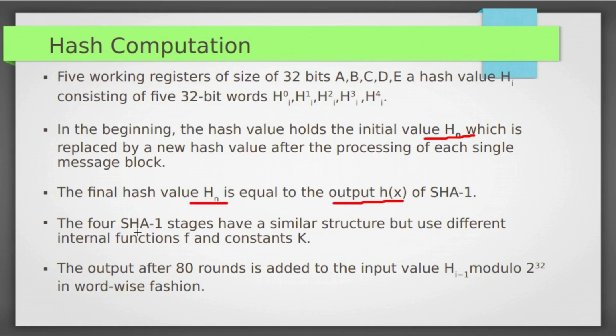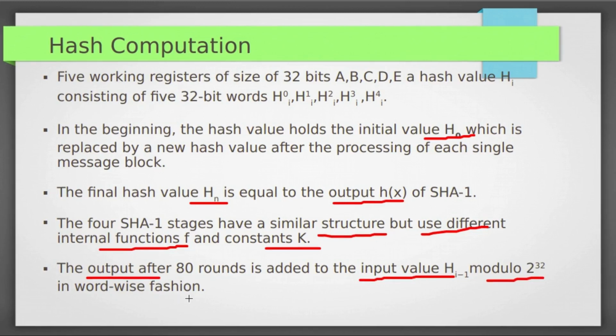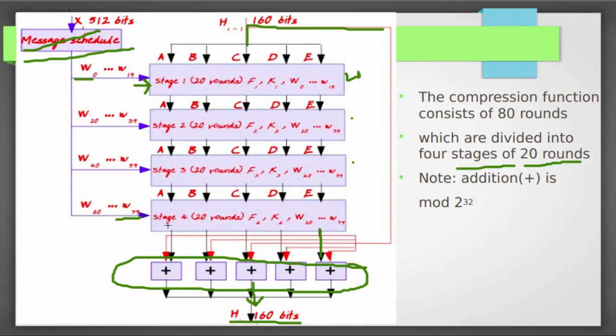The 4 stages have similar structure but use different internal functions f and constants k. Output after 80 rounds is added to the initial input value. That addition will be modulo 2 to the 32 in word-wise fashion. Let's see that in diagram. Here this is the output after 80 rounds.